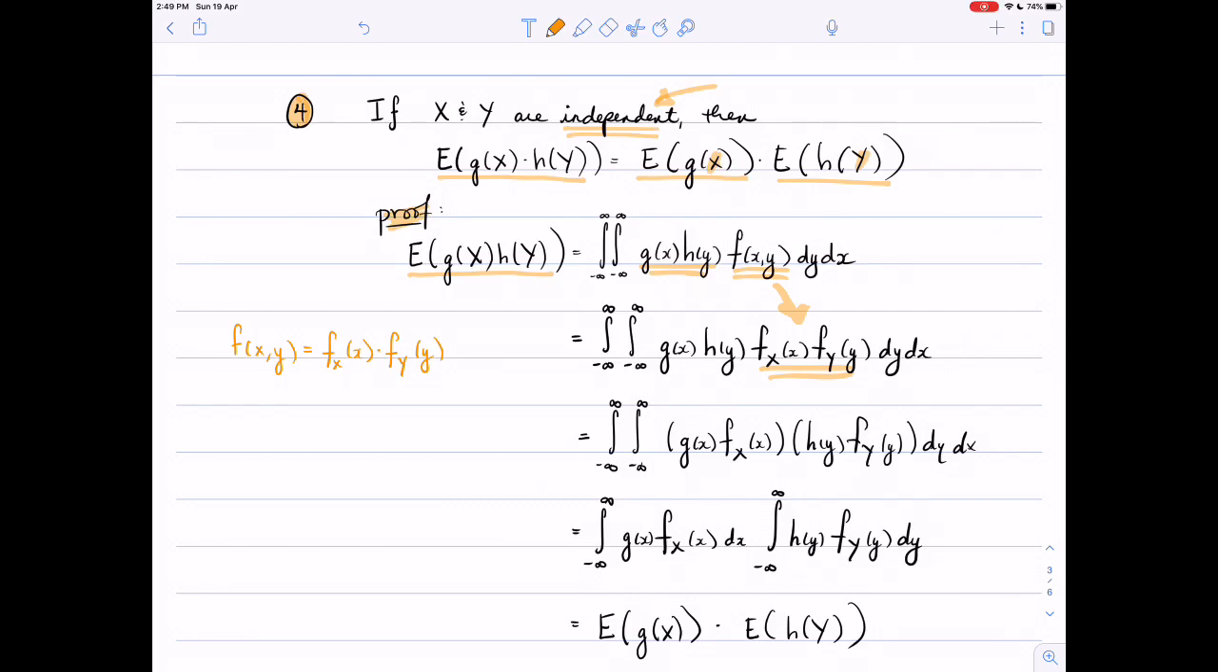So that is what we are using right here to split that joint density into the product of the two marginals. Well, now if we can do that, we can group together the x's and group together the y's, and guess what?